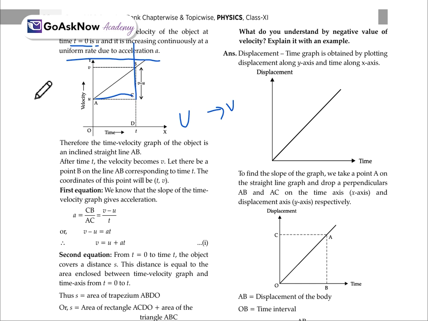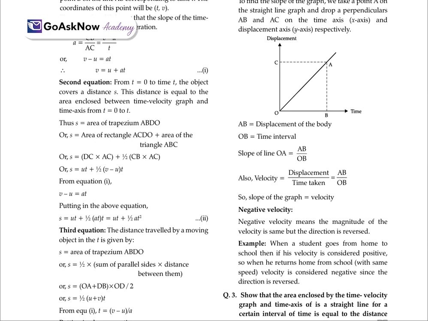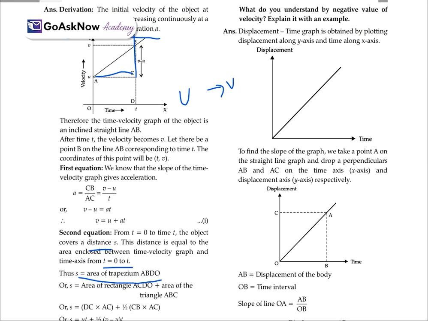Let's move on to equation 2, our second equation. From t equals 0 to time t, the object covers the distance s. Here we'll discuss the distance as well. The distance is equal to the area enclosed between the velocity-time graph and the time axis from t equals 0 to t. S is the area of the trapezium. We can see from the graph that one trapezium has been made.